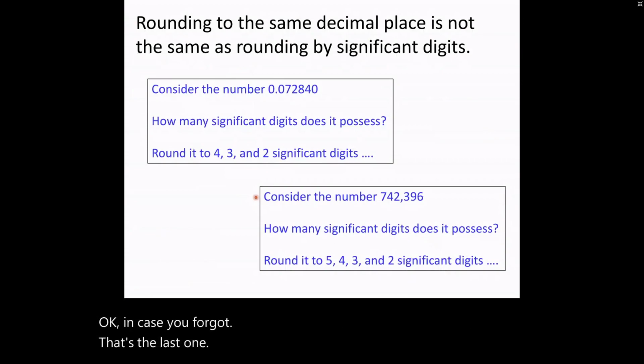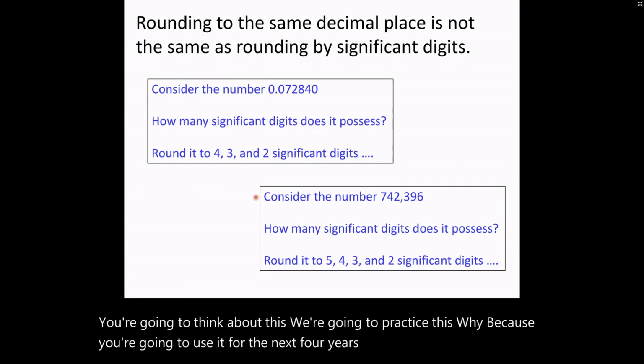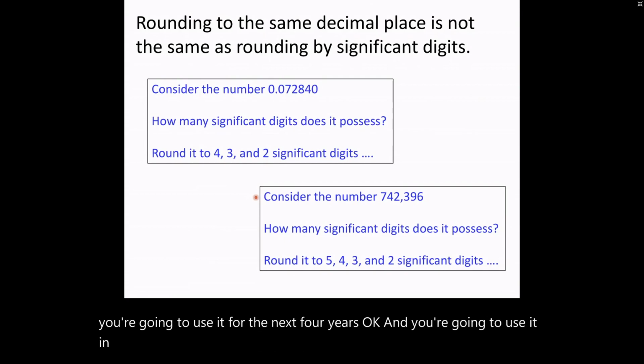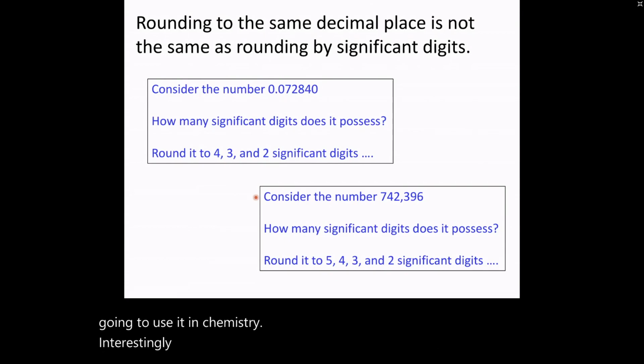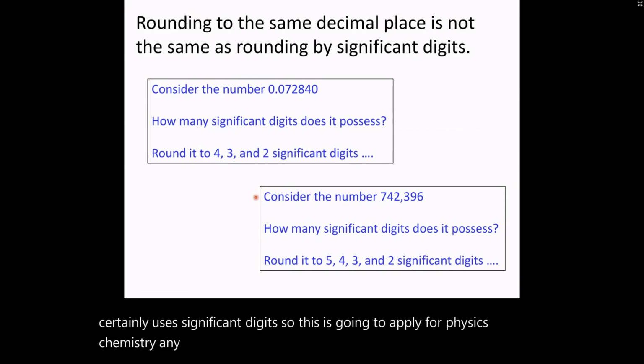So here's what you're going to do this week. You're going to think about this. We're going to practice this. Why? Because you're going to use it for the next 4 years. Okay? And you're going to use it in chemistry. Interestingly enough, mathematicians don't use significant digits. Oh well, physics certainly uses significant digits. So this is going to apply for physics, chemistry, any biology course. Okay, so you're not wasting your time learning these skills.